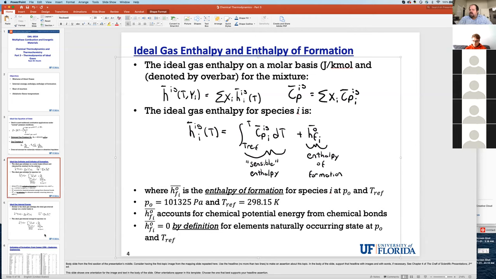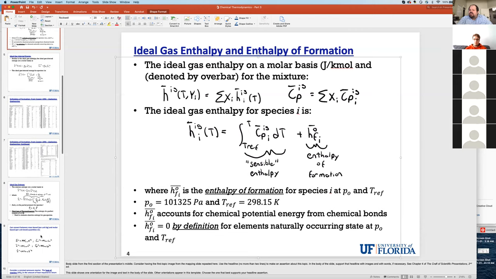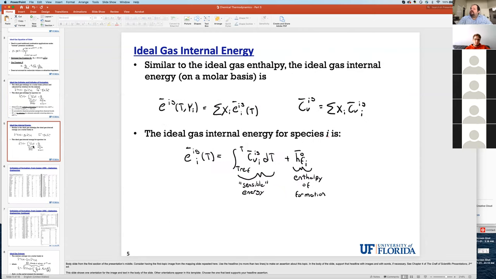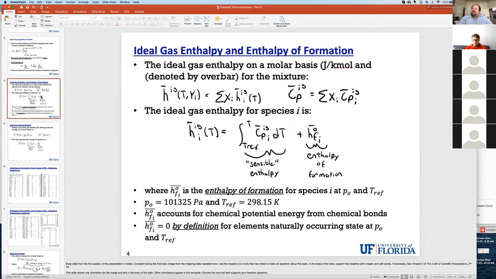Okay, so that should be pretty straightforward. It's just like dealing with the enthalpy that you've dealt with since your undergrad thermo. You just have to consider the fact that you have a mixture of different gases, and you need to consider all the contributions to the enthalpy from all of those different gases. And you need to consider all the chemical energy that is stored in the bonds of all the molecules too.